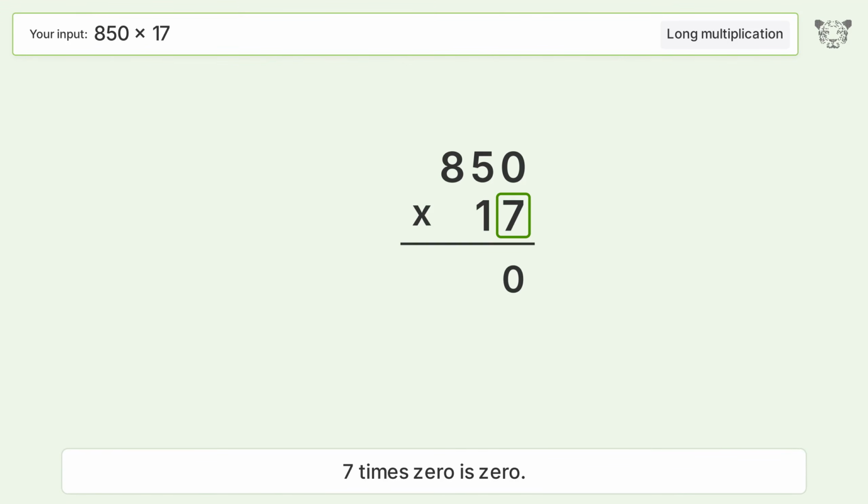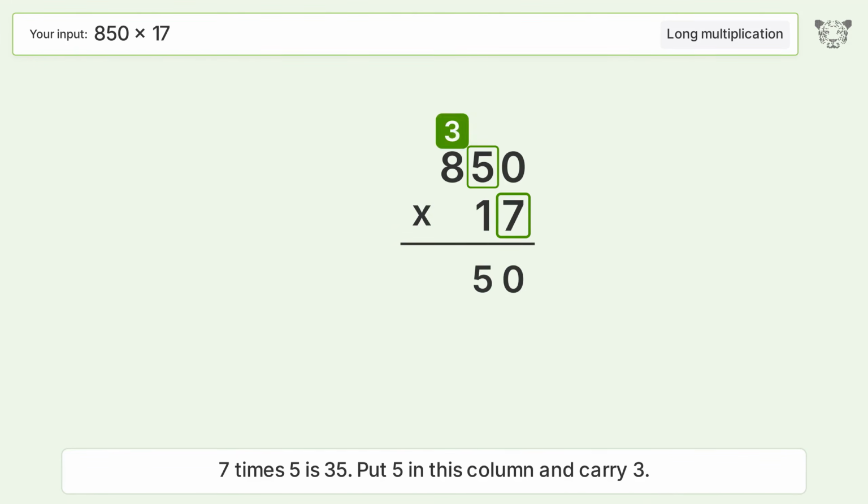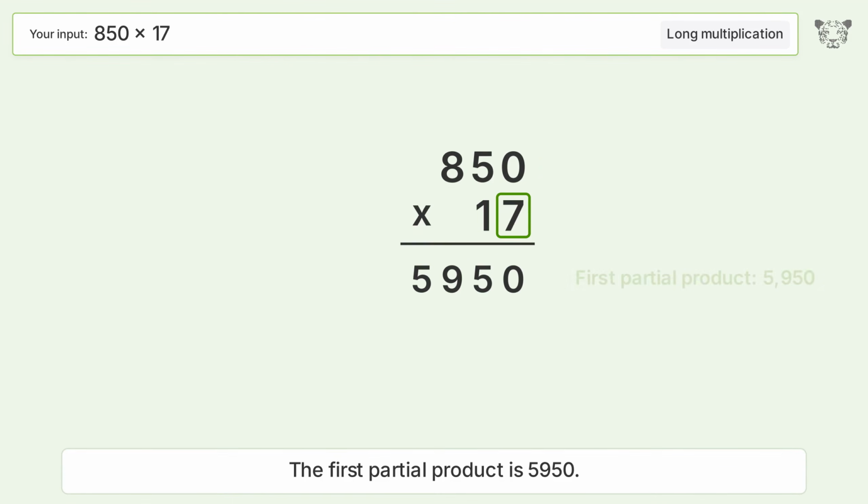7 times 0 is 0. 7 times 5 is 35. Put 5 in this column and carry 3. 7 times 8 plus the carried 3 is 59. The first partial product is 5,950.